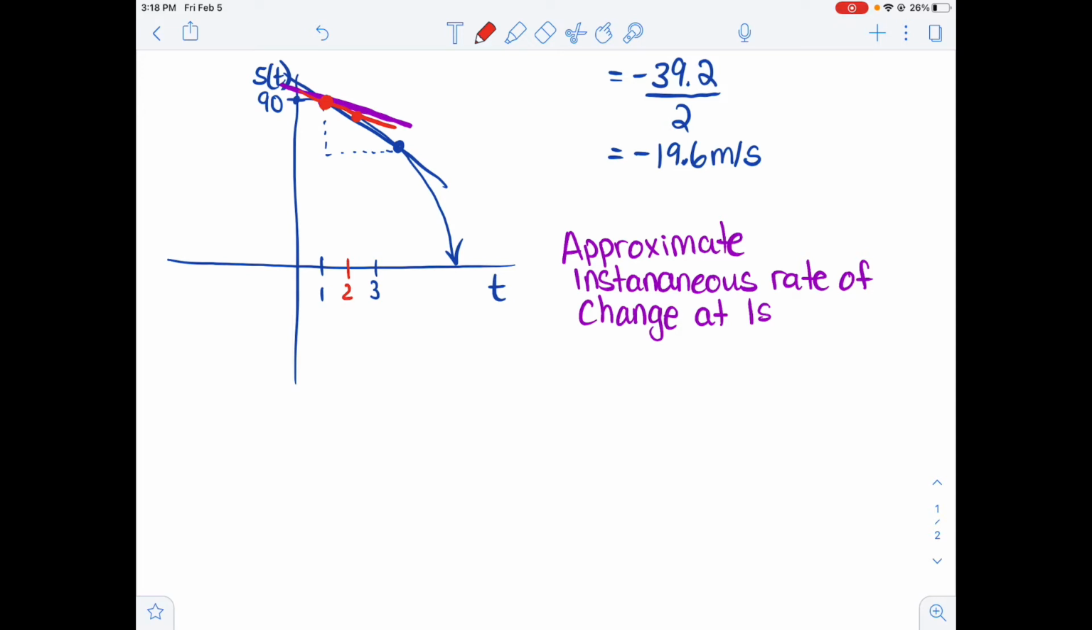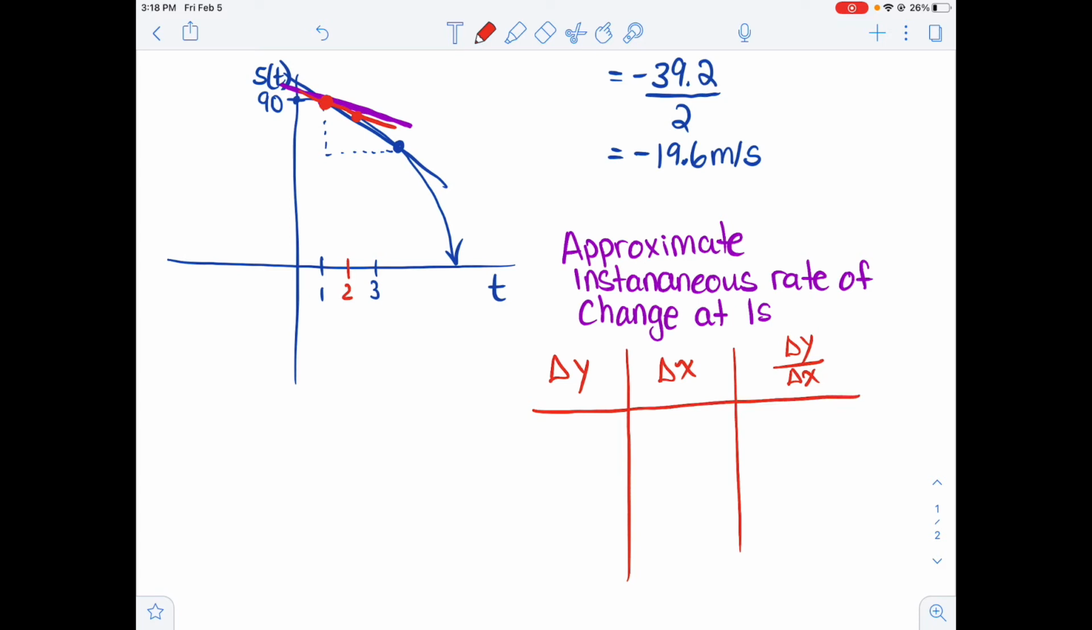So I'm going to go through this again, and you know what? I'm going to make a little table to make this a little easier. I know I need to find the change in y, the change in x, and then the change in y over the change in x. So I'm going to set myself up a little table.